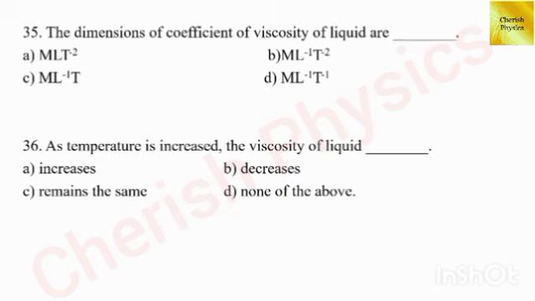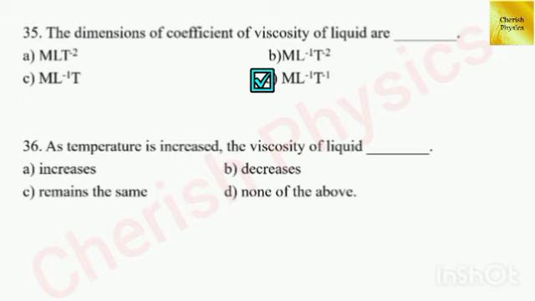35th question. The dimension of coefficient of viscosity of liquid is dash. The answer is option D, M L to the power minus 1 T to the power minus 1. 36th question. As temperature is increased, the viscosity of liquid dash. The answer is option B, decreases.